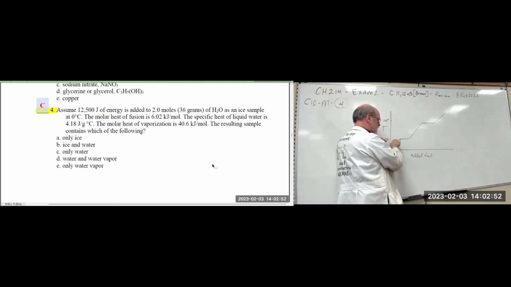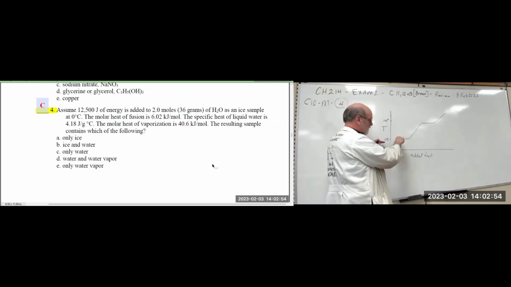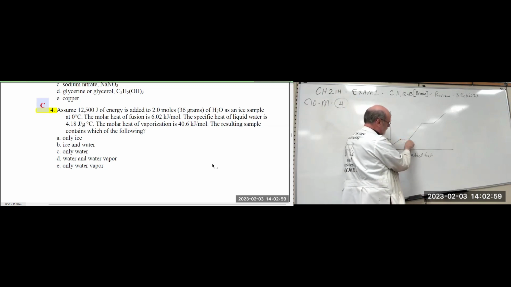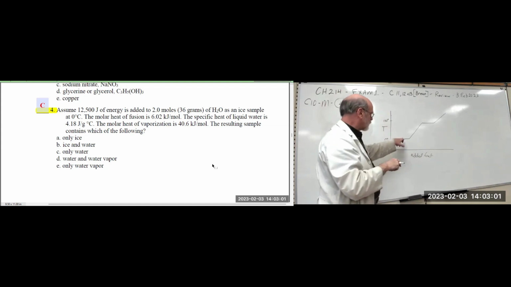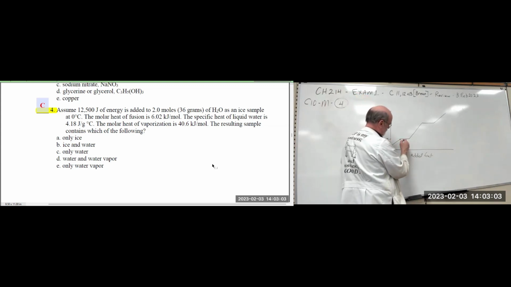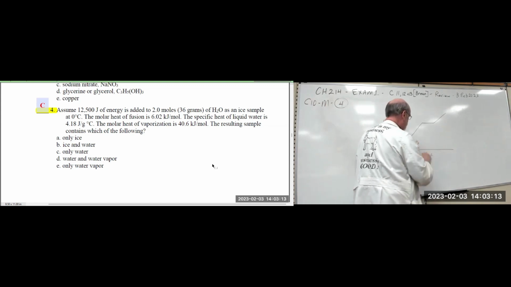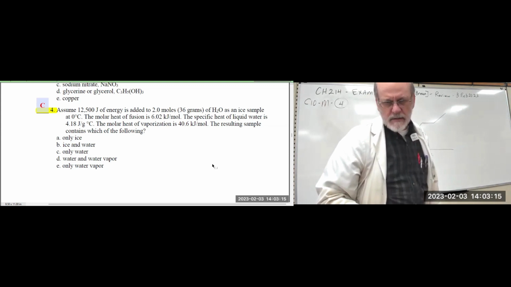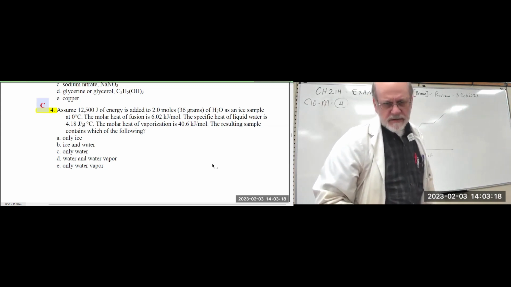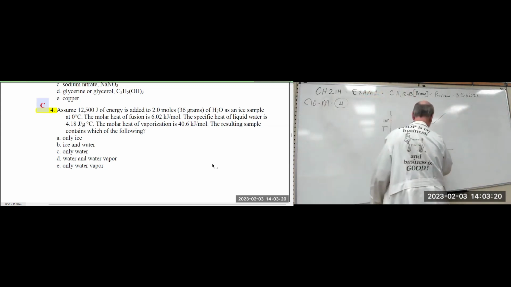So all we have to do first, we're not going to heat the ice up. The ice is already 0 degrees. We're going to melt it. So this is where we have solid goes to liquid. And that's where we need the heat of fusion. And the heat of fusion is 6.02 kilojoules per mole.